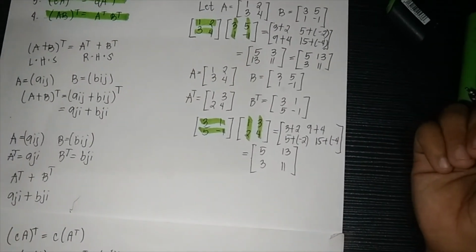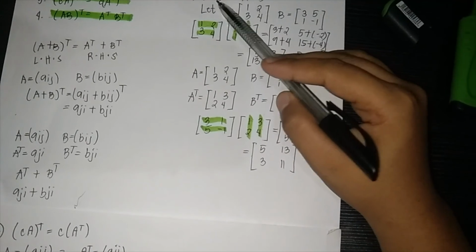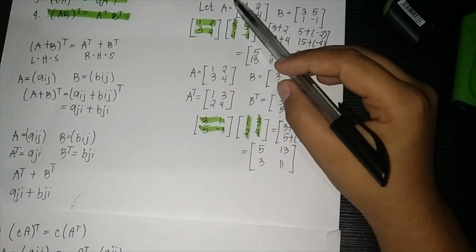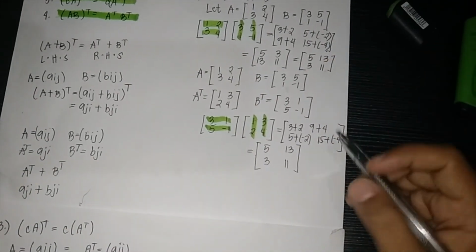So therefore, I conclude that (AB) transpose is equal to B transpose A transpose. And that's all.